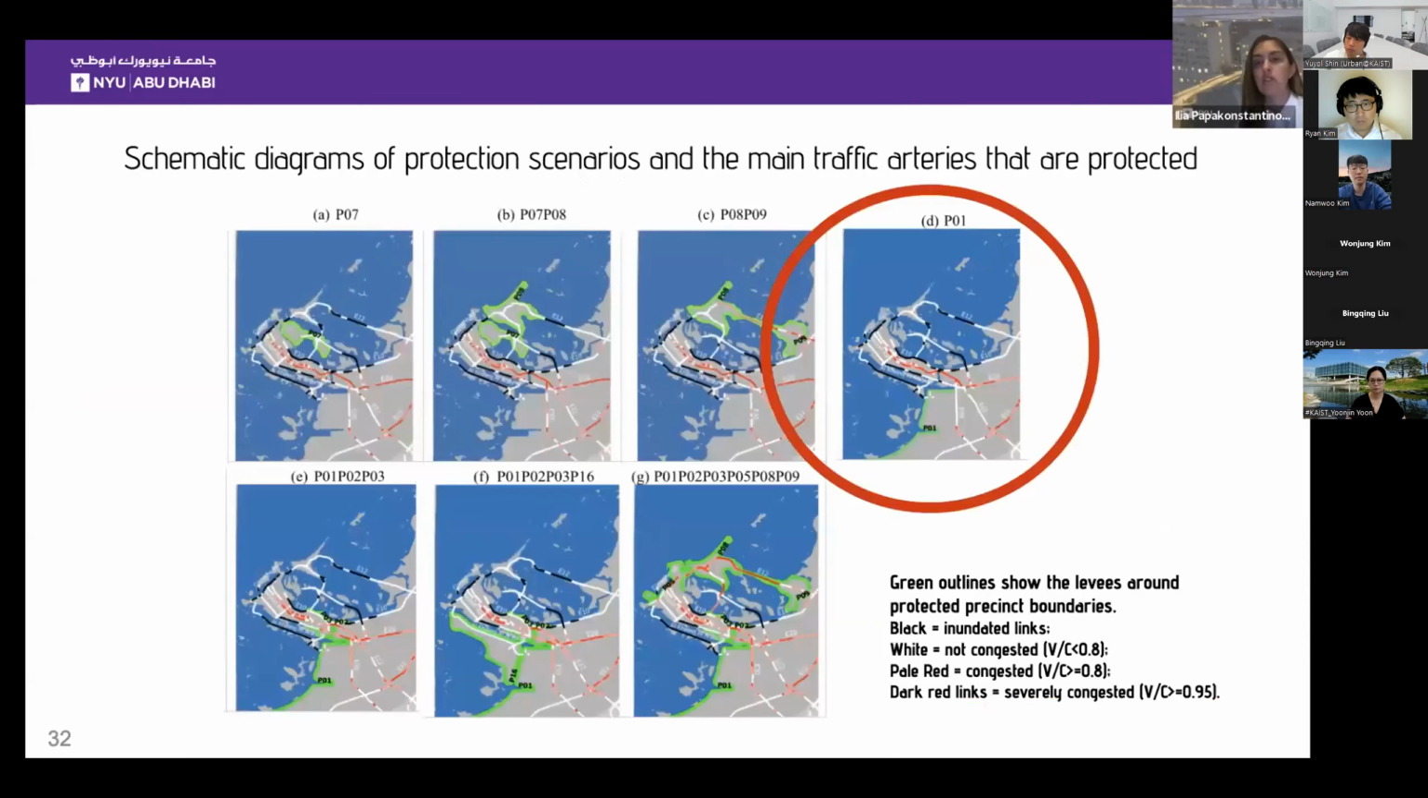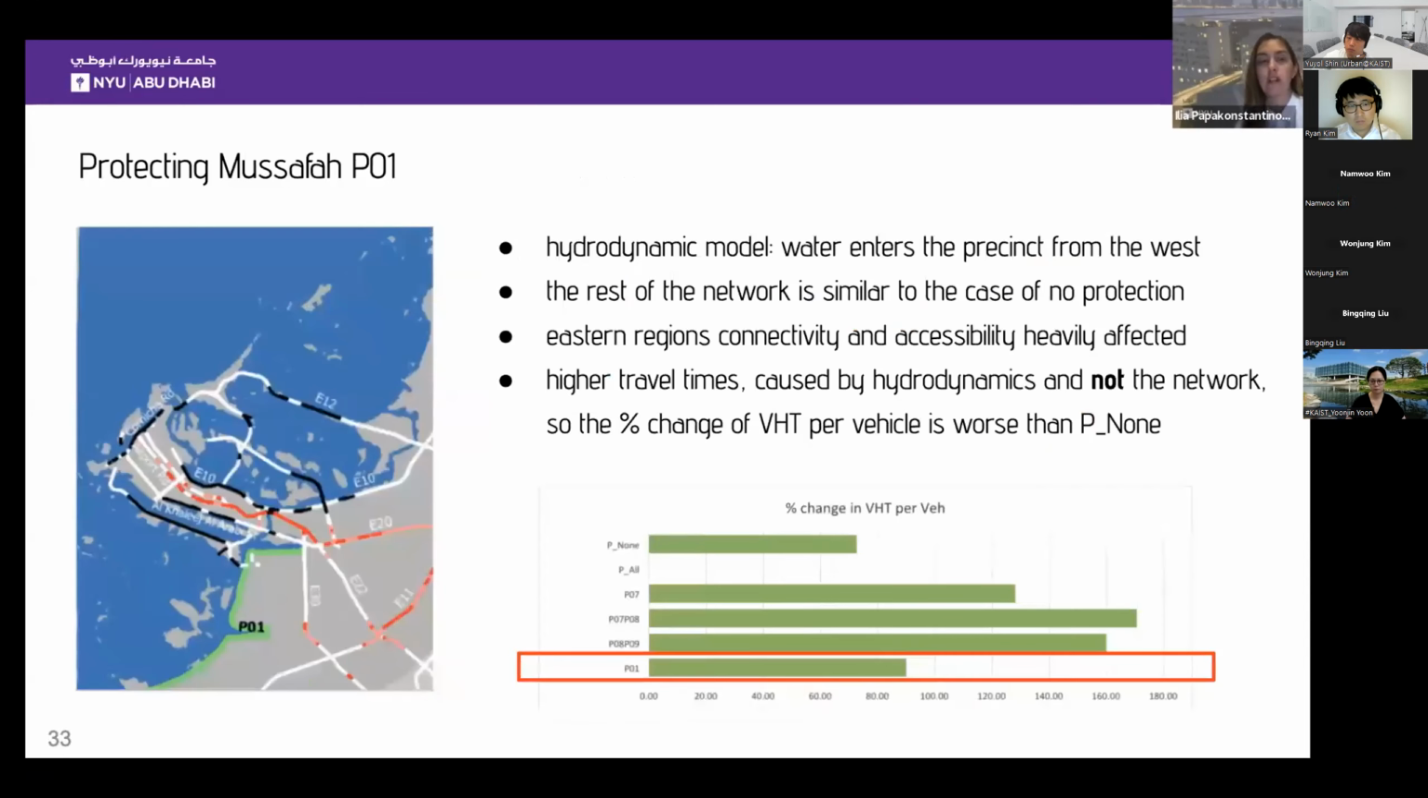Now we are moving to the case of protecting only Musafa P1, the first precinct. Here the hydrodynamic model shows that water enters the precinct from the west, and the rest of the network is similar to the case of no protection. So the eastern region's connectivity and accessibility are heavily affected. We also observe higher travel times caused by hydrodynamics and not the network. So the percentage change of VHD per vehicle is worse than P9.